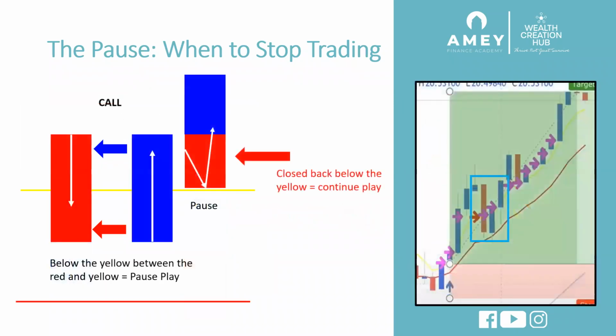Similar sort of thing with the call. It closes between the yellow and the red, so you pause your play. You don't go in. Wait for it to close back up. Then you can go back in when it pulls back to the yellow line or all the way to the red. You're back in play. If it closes in between, you've got to stop. If it closes above, you're ready to play the next play, which is when the next candle pulls back, and you're back in. It's all good, that simple and that easy.